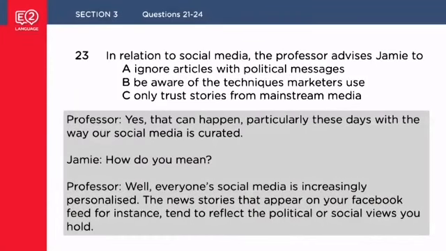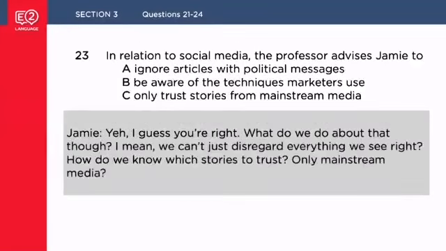All right, the professor introduces the idea of social media. That can happen, particularly these days with the way our social media is curated. Jamie asks, how do you mean? Professor, well, everyone's social media is increasingly personalised, blah, blah, blah. We haven't got anything yet about what the professor advises Jamie to do. So let's keep going. Jamie says, I guess you're right. What do we do about that, though? We can't just disregard or ignore everything we see, right? How do we know which stories to trust?